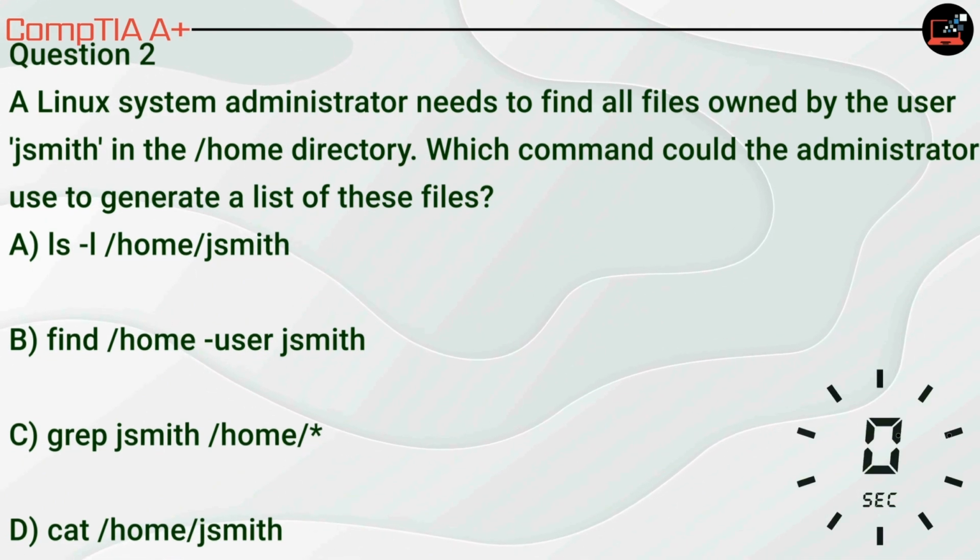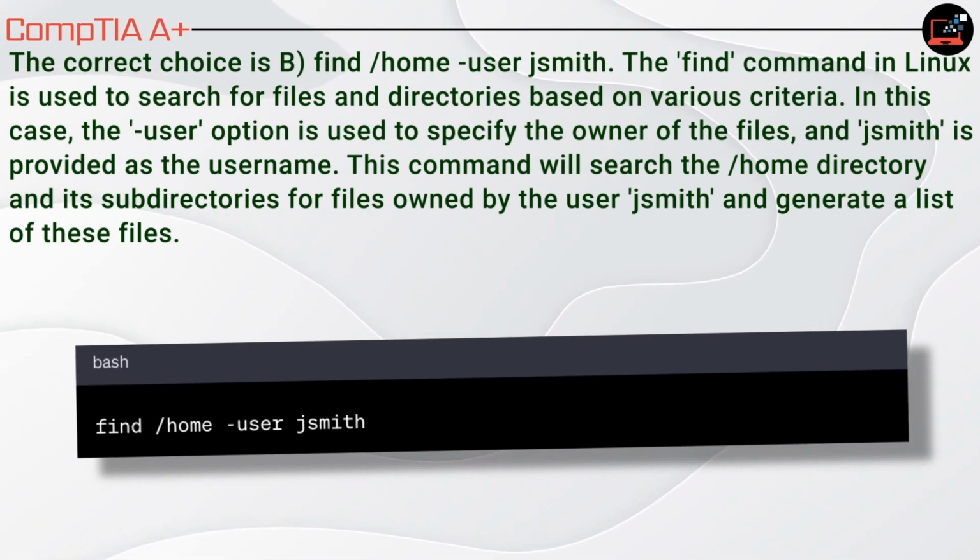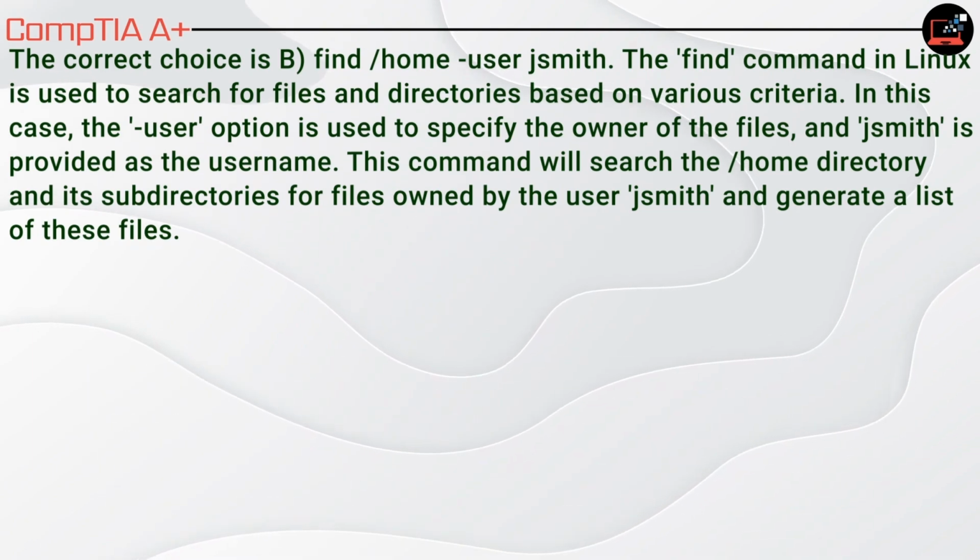The correct choice is B. find /home -user gsmith. The find command in Linux is used to search for files and directories based on various criteria. In this case, the -user option is used to specify the owner of the files, and jsmith is provided as the username. This command will search the /home directory and its subdirectories for files owned by the user jsmith and generate a list of these files.